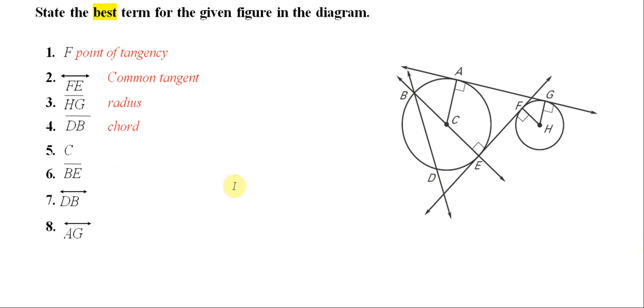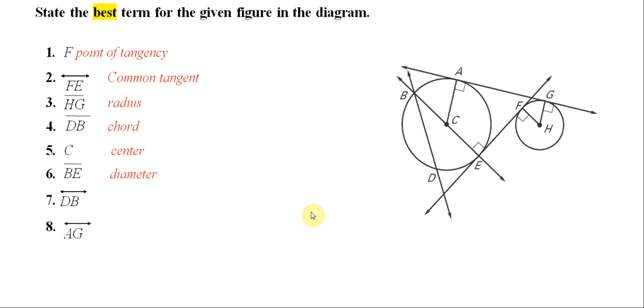Next, we have point C, which is here in this circle, and that's simple enough. We call that the center of the circle. Nothing fancy there. Now, BE. BE is a line segment that goes from one side of the circle to the other, but note here that it passes through the center. Okay, so it's a chord, but a special chord, and it's called the diameter.